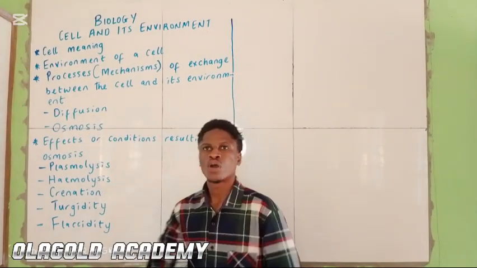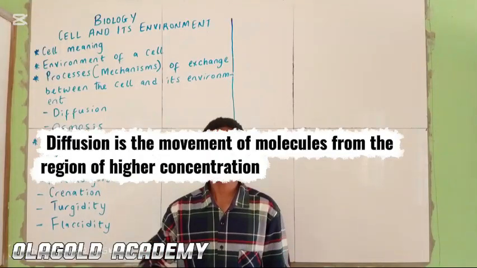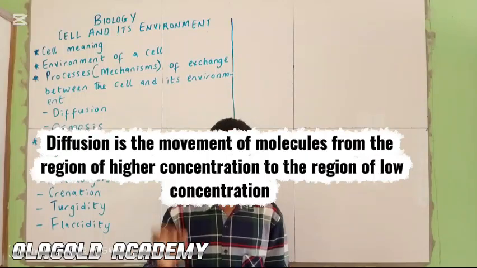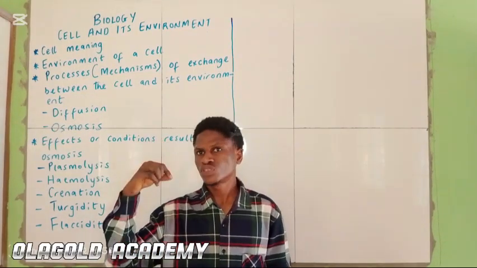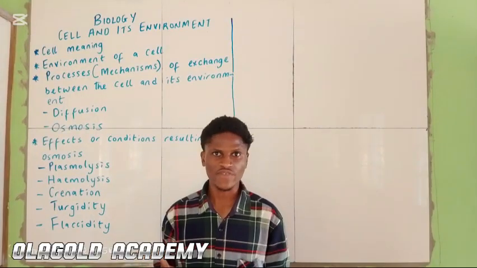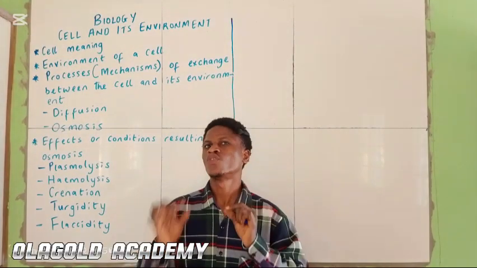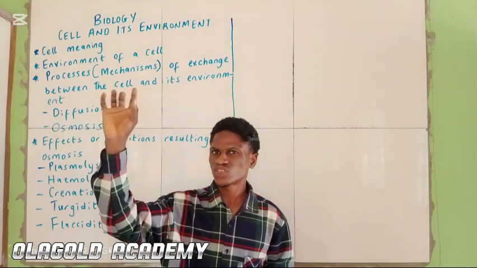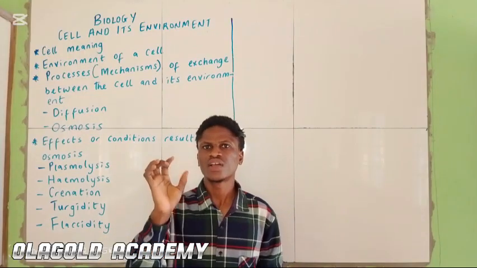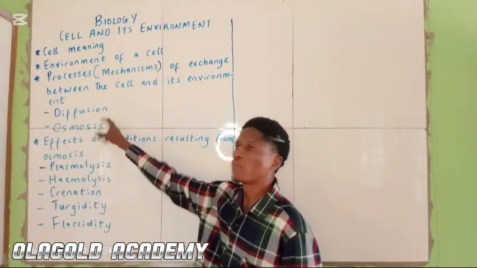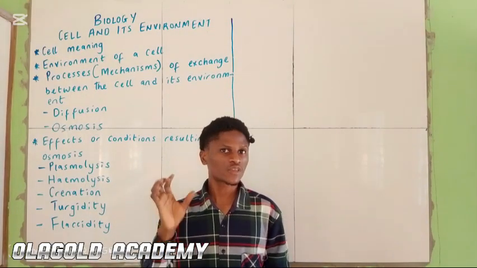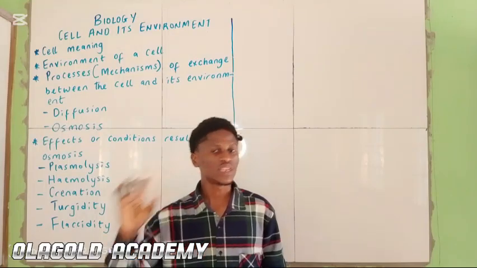Now, diffusion, what is diffusion? Diffusion is simply the movement of molecules from the region of higher concentration to the region of lower concentration. That is just diffusion. And diffusion takes place both in living and non-living things.